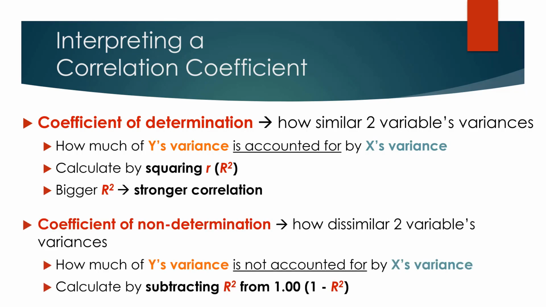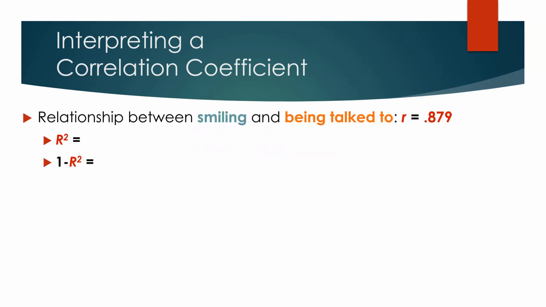Now, on the flip side, you can also calculate something called the coefficient of non-determination. Let's say that you wanted to know how dissimilar the two variables' variances are. You want to know how much of y's variance is not accounted for by x. Simply what you do is you take your r squared and you subtract it from 1, right? Because 1 is the max that it could be. So 1 minus r squared gets you your coefficient of non-determination. So let's give this a shot here. Take the correlation coefficient and square it to get the coefficient of determination, and then subtract it from 1 to get the coefficient of non-determination.